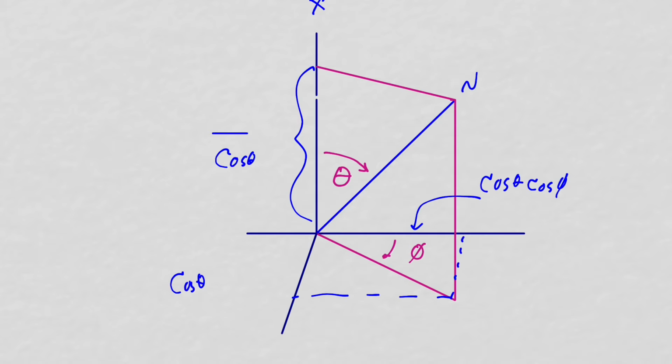Wait. Not cosine, it should be sine theta cosine phi, right? Sine theta, because this distance here is sine theta. So it should be sine theta cosine phi. And this part here will be sine theta sine phi. Okay, that'll be this distance here.